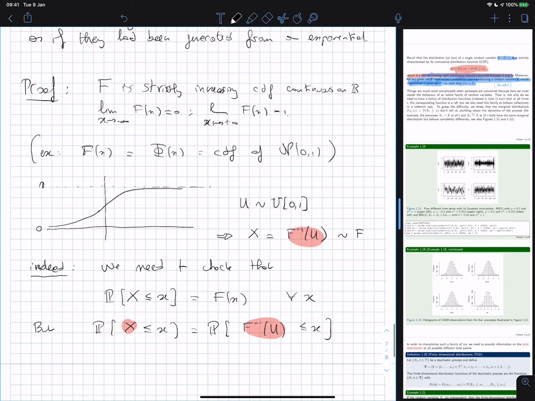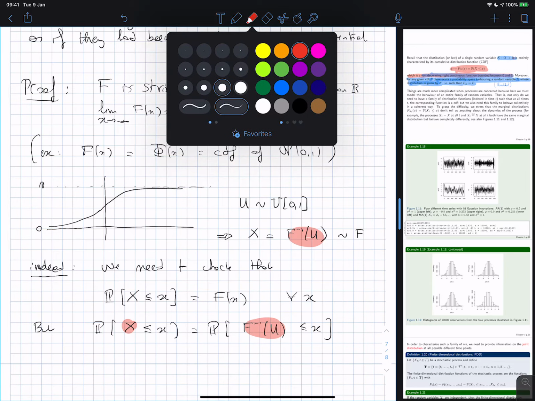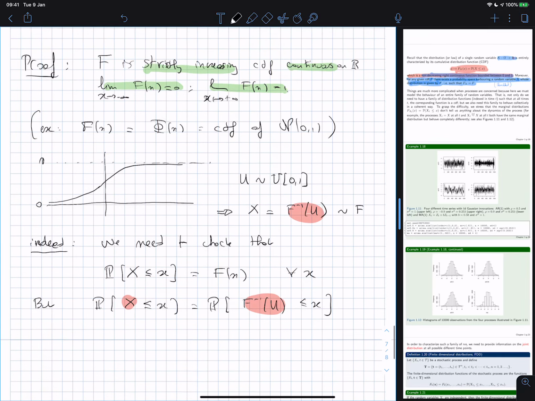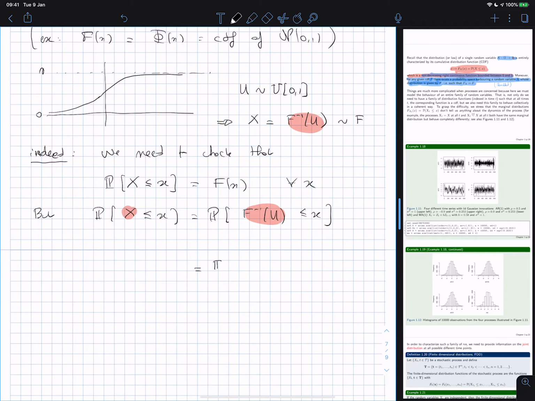But if my function F is strictly increasing, continuous, limit 0, limit 1, then I can simply say that the probability that F minus 1 of U is less than x is the same as the probability that U is less than or equal to F of x, because if F is increasing, the switch does not change the order of the inequality. Yes, but by definition, if U is uniform on 0, 1, this is equal to F of x. Therefore, I'm finished. Okay?